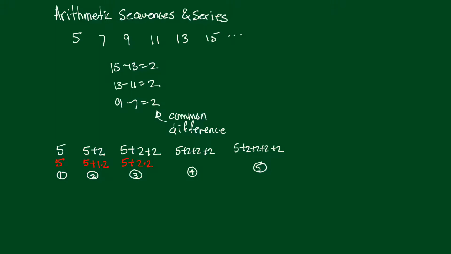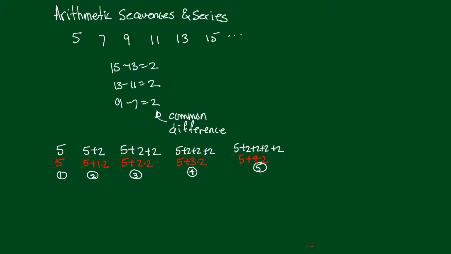How do I get to the fourth term? Right now I'm at the fourth term. So what do I have? I start with a 5, and I add 3 of those 2's. 5 plus 3 times those 2's. What about the fifth term? I started with a 5, and then I added 1, 2, 3, 4 of those 2's.